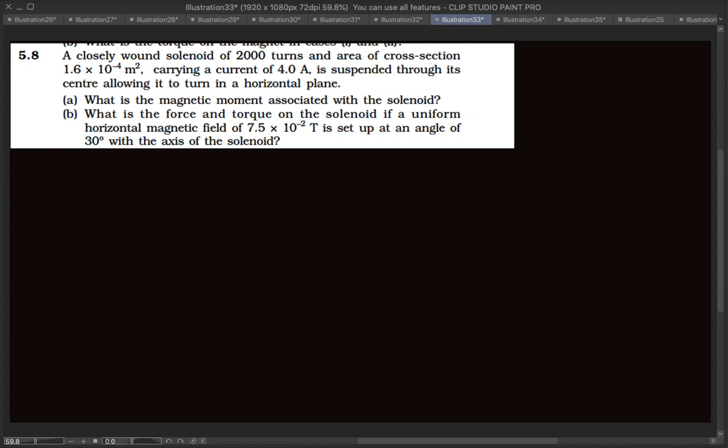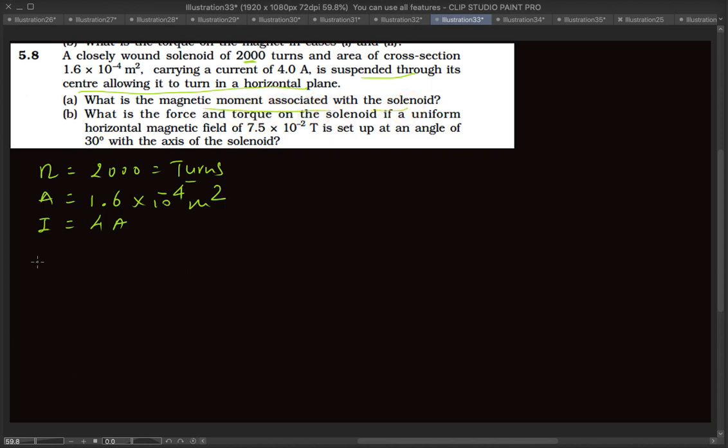Next is our example number 5.8, a closely wound solenoid of 2000 turns. So first of all, I'm putting that number of turns is 2000. Next thing is that my cross-sectional area is equal to 1.6 cross 10 to the power minus 4 meters square, and it is carrying a current of 4 amperes. So we have to find it out. It is suspended through the center, allowing it to turn in the horizontal plane. So what is the magnetic moment associated with the toroid?